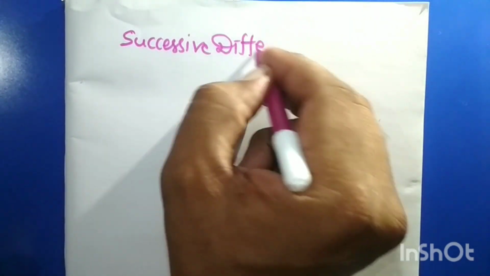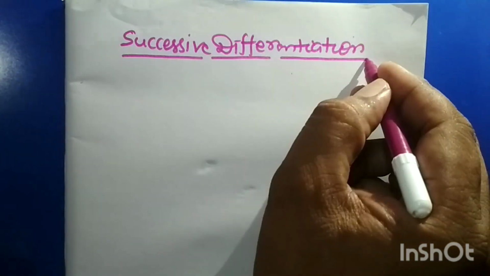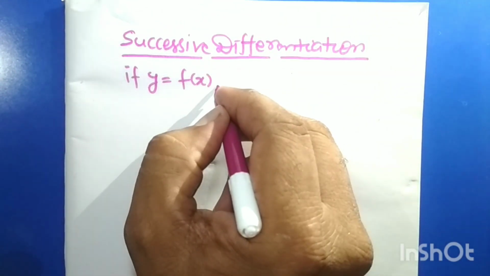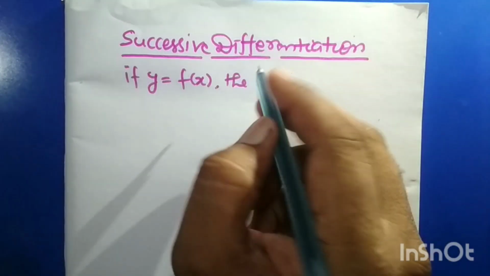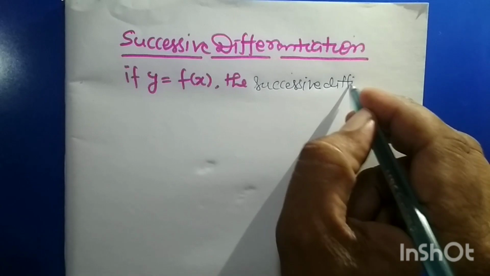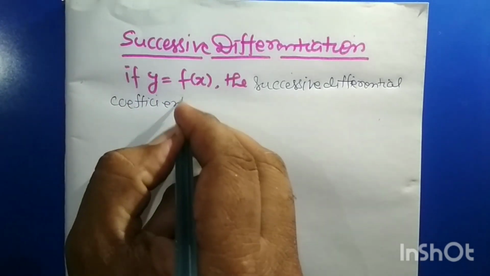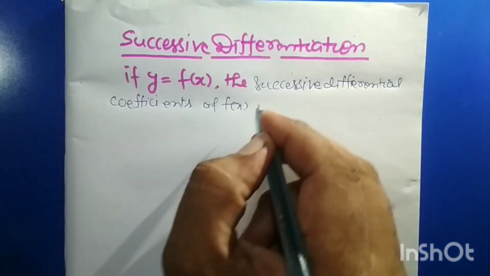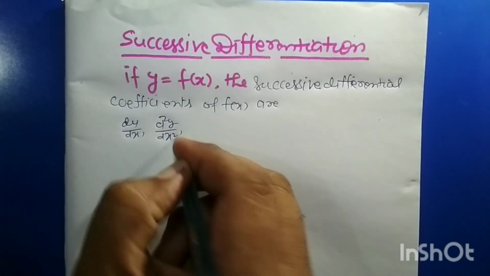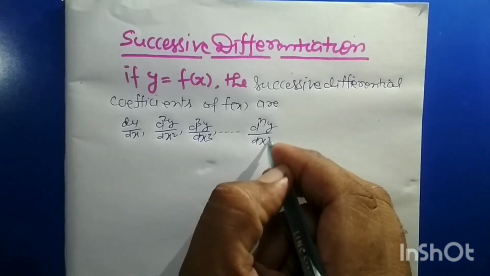Successive differentiation. If y is equal to f(x) is a function of x, the successive differential coefficients of f(x) are dy/dx, d²y/dx², d³y/dx³, ..., dⁿy/dxⁿ.